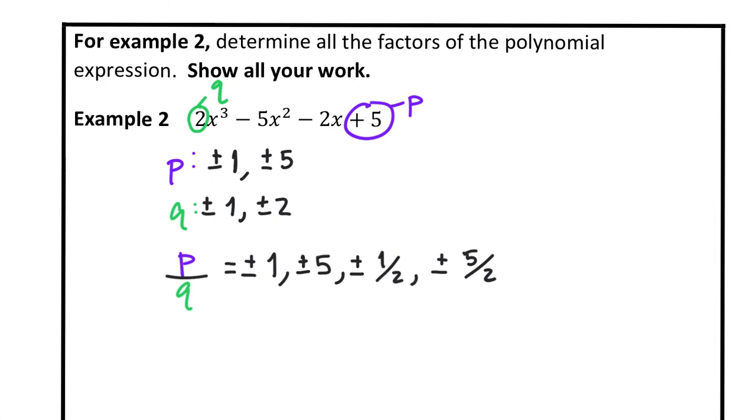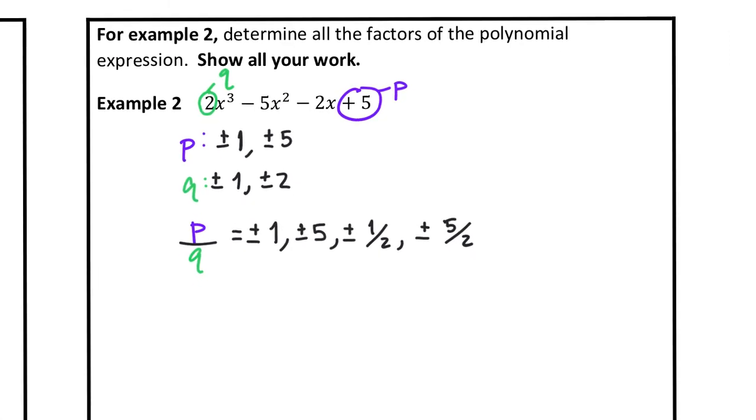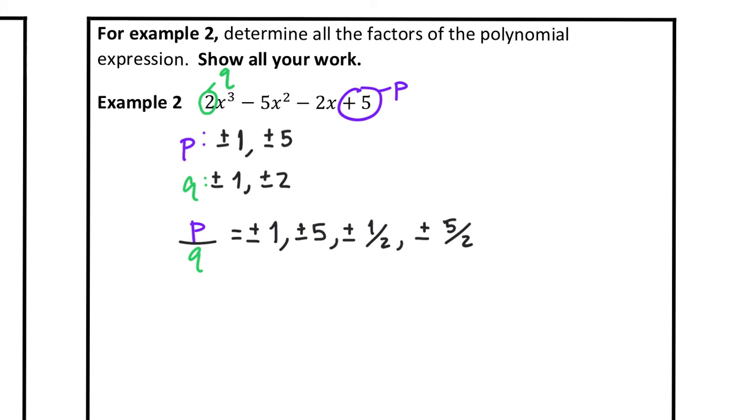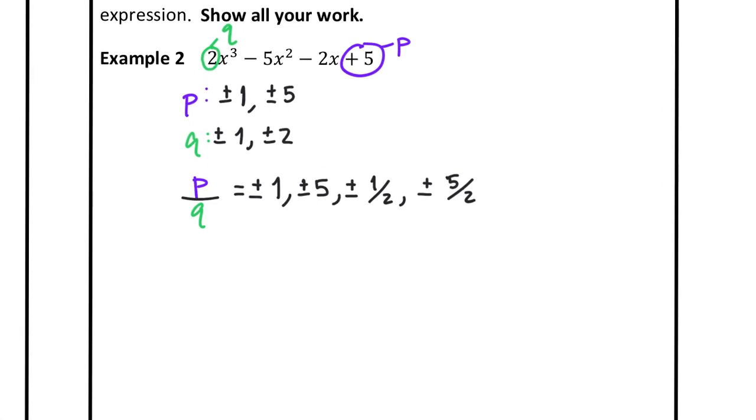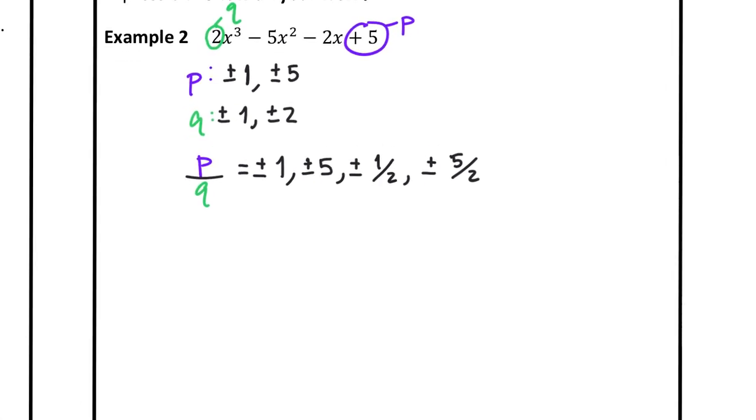Okay, so now that we found all the potential x-intercepts, potential means that they could possibly be an x-intercept, but we're listing all the ones that they could be. Now that we've listed them, remember, we're going to do synthetic division. So we're going to copy the values in front of the x's here. So 2, -5, -2, and 5.